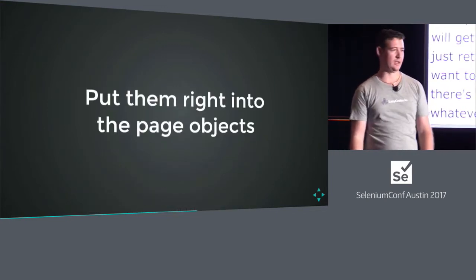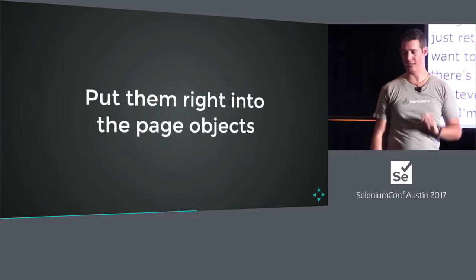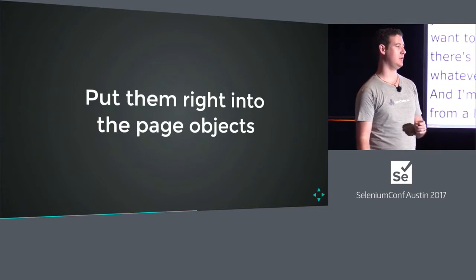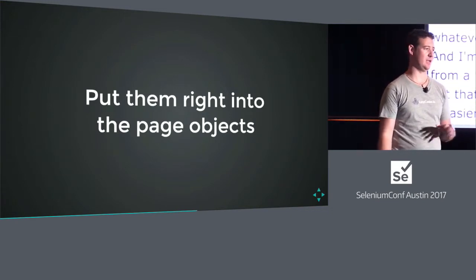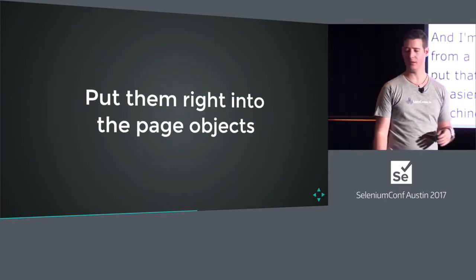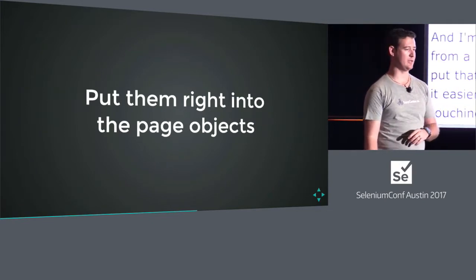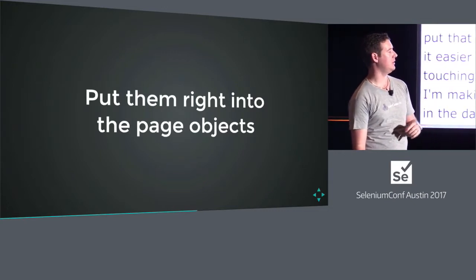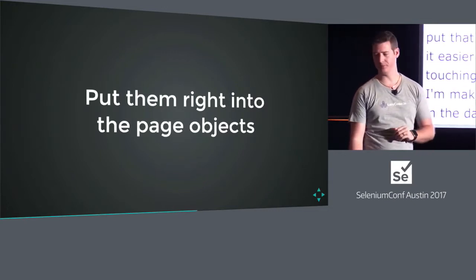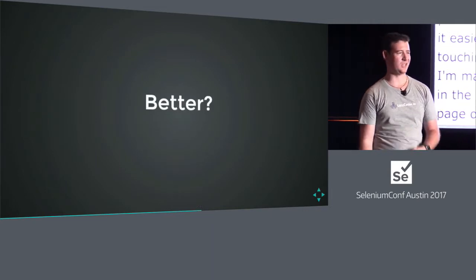And I'm going to get a lot of flack for this from a lot of the experienced people. I just put those into my page objects just to make it easier because, honestly, I'm not touching the username table besides when I'm making a new user. So I just slap them right there in the database title, in the login page object, and just make it simple. But can we do better?